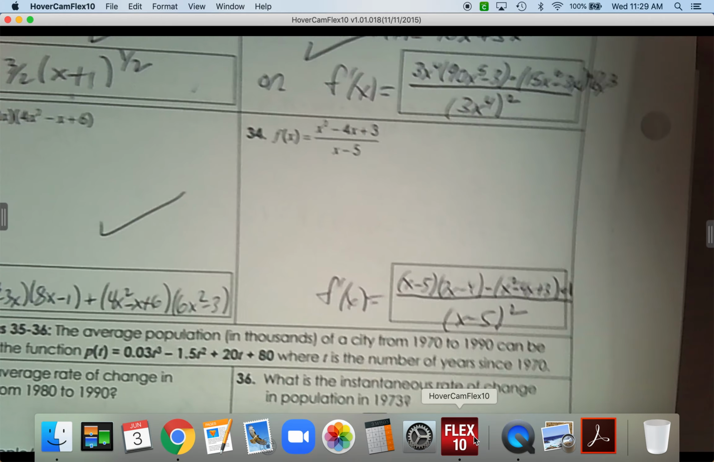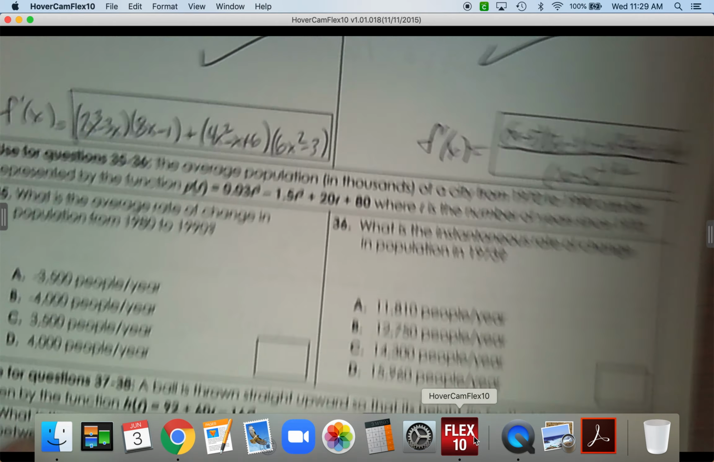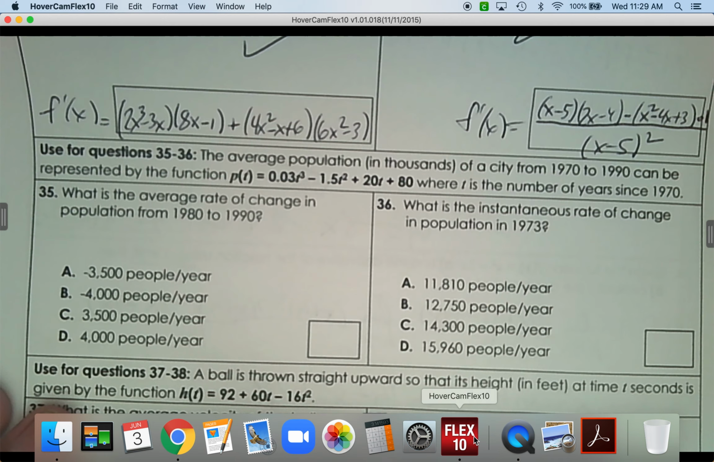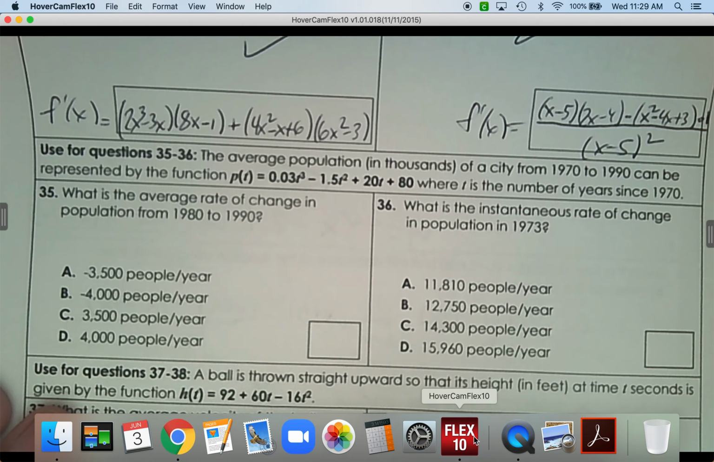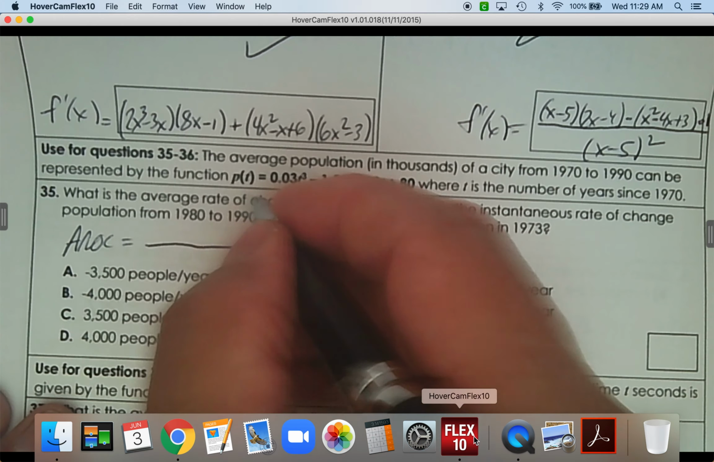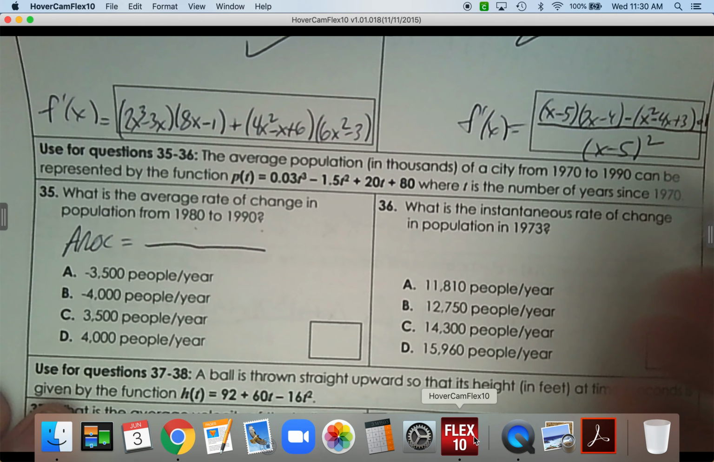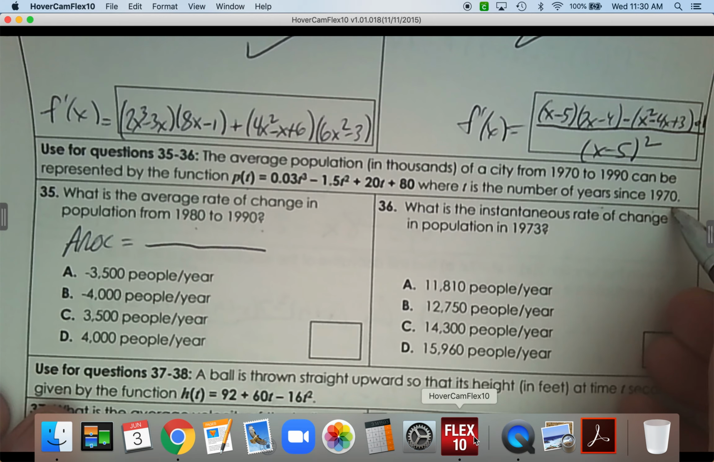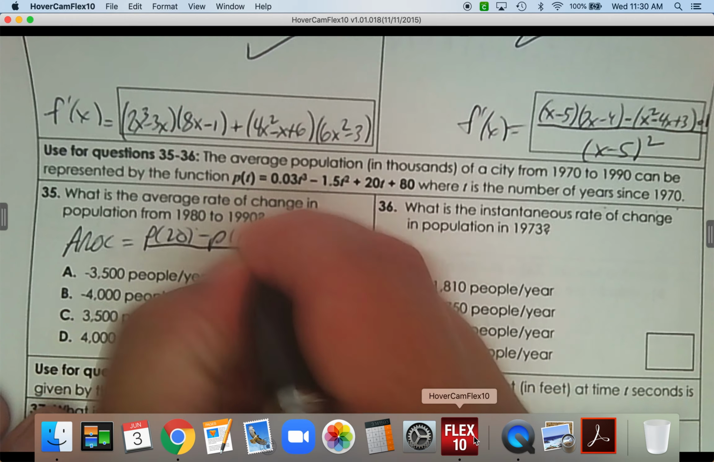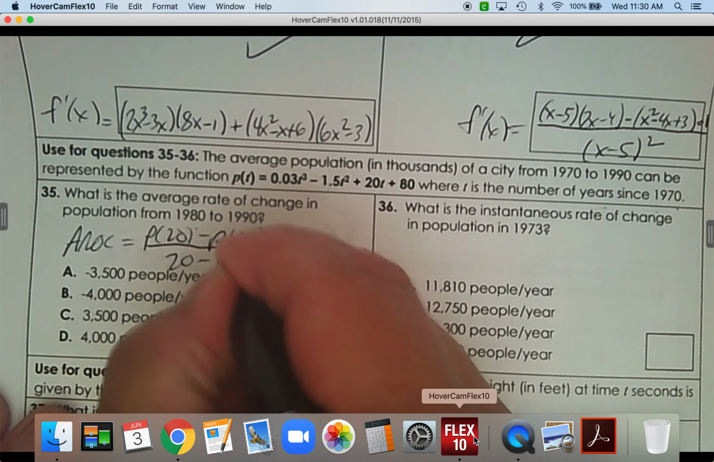All right, number 35. So give yourself a check mark. Here are the last questions for the test, and then you can take a picture, grade it, take a picture, and then upload it. All right, what's the average rate of change? So the average rate of change, that's AROC. That's algebra. So we're given a function up here. So that's going to be from 80 to 90. So T is the number of years since 1970. So 90 would be 20. So it's P at 20 minus P at 10. Because 10 years after 1970 is 80, and then 20 take away 10.